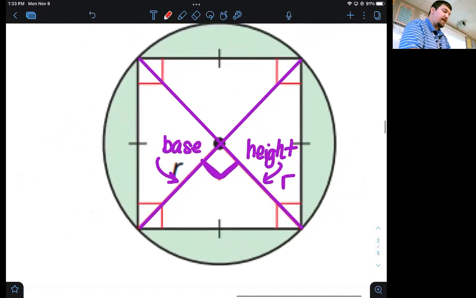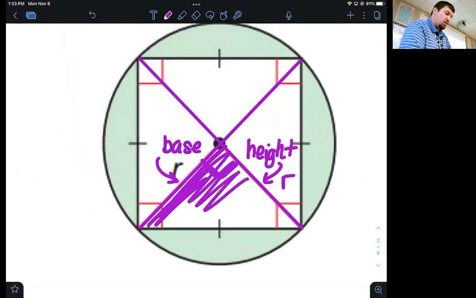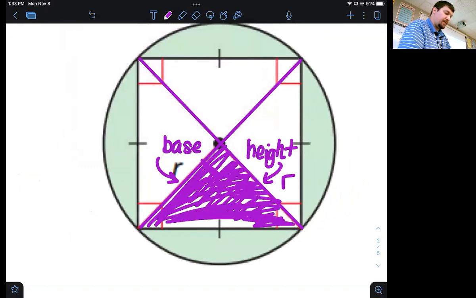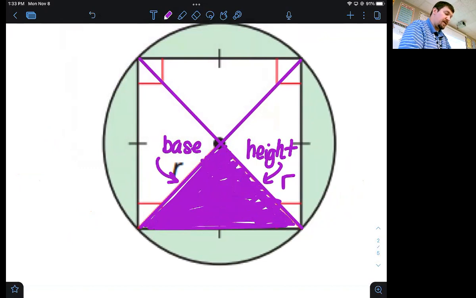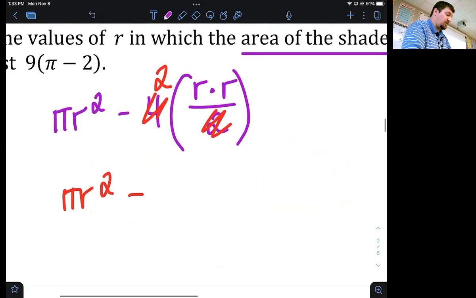So by finding the area of this triangle, which is R times R divided by 2, and then timesing that by 4 of these triangles, we actually have the full sized area of the square. Now, what's another way of writing R times R? R squared. So I've got pi R squared minus, instead of divide by 2 times by 4, how about just 2R squared?